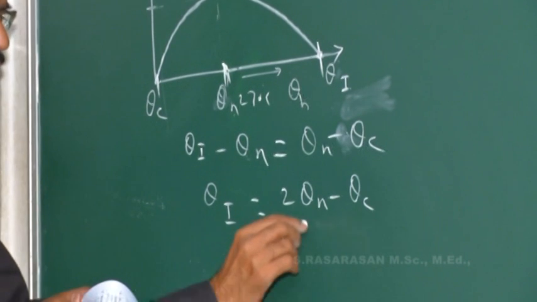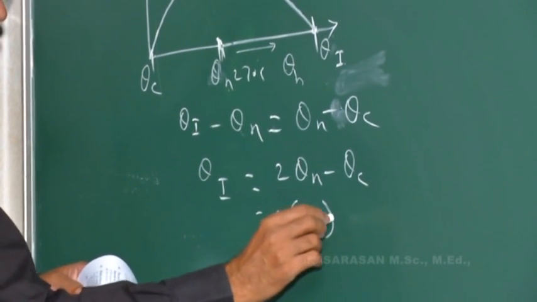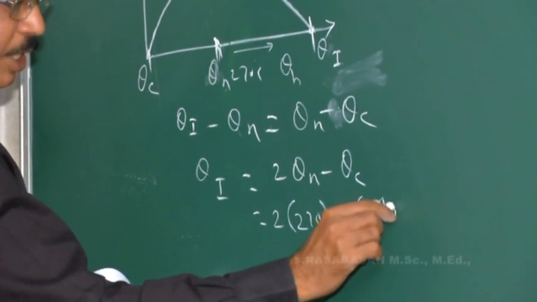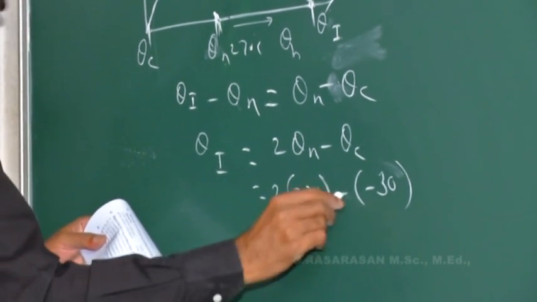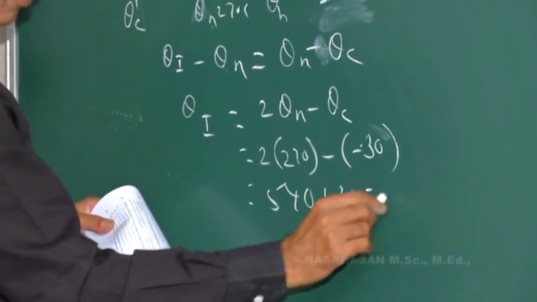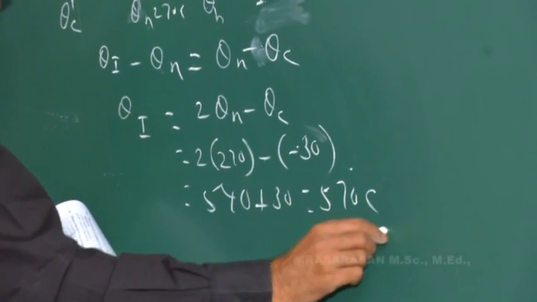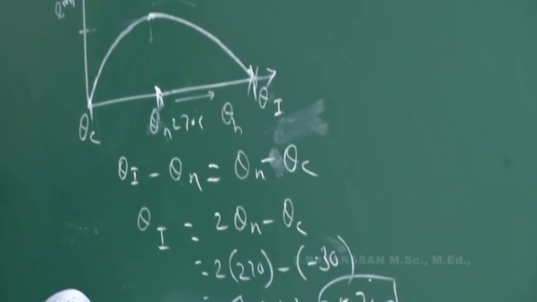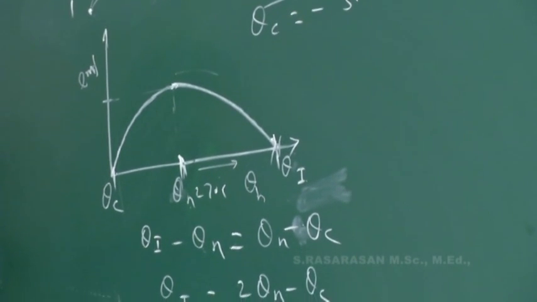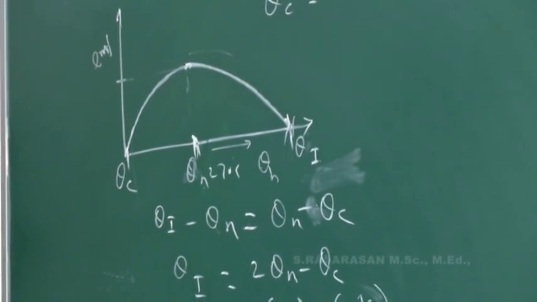Theta I is equal to 2 theta n minus theta c. So it is equal to 2 into theta n, 270, minus theta c, which is minus 30 degrees Celsius. So it is 540 plus 30. So 570 degrees Celsius is the temperature of inversion. Yes, this is option D.